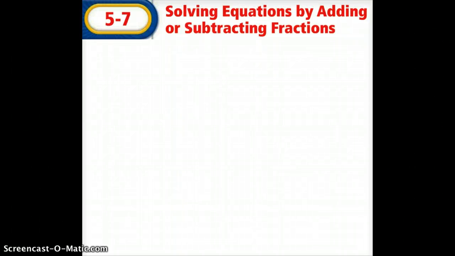Lesson 5-7, Solving Equations by Adding or Subtracting Fractions. Now, we have solved equations before with adding and subtracting. This is our first time solving equations with fractions. So we're going to use a little bit of what we've learned about adding and subtracting fractions, but we're going to add an equation. Here we go.